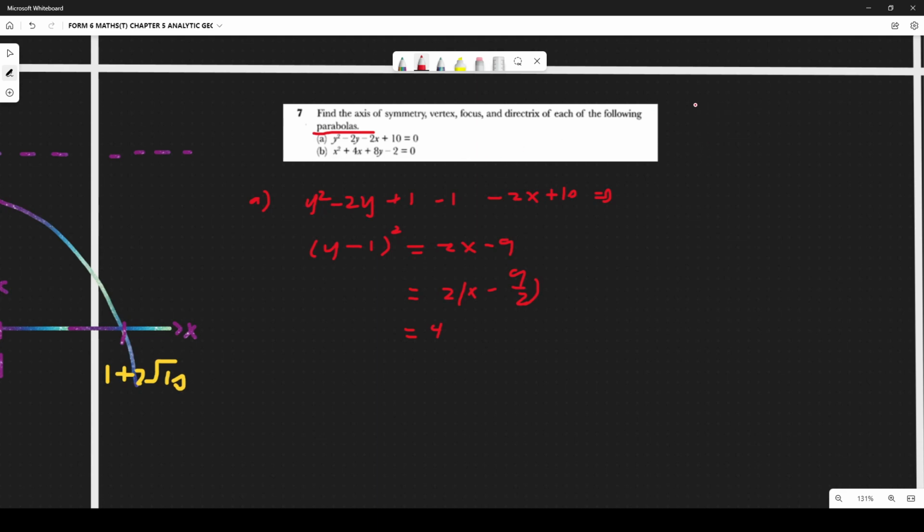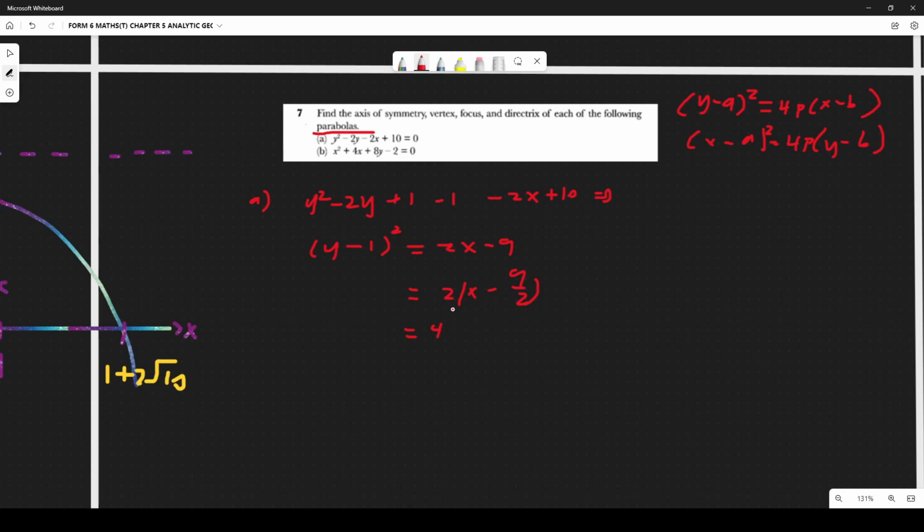The general equation for a parabola is always (y minus a) squared equals 4p (x minus b), something like this. Get it in general equation. If the other way around, it is (x minus a) squared equals 4p (y minus b). Okay, either one of these. So I prefer having this y out.